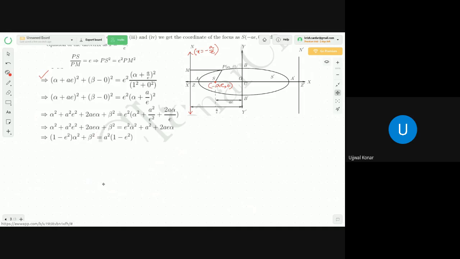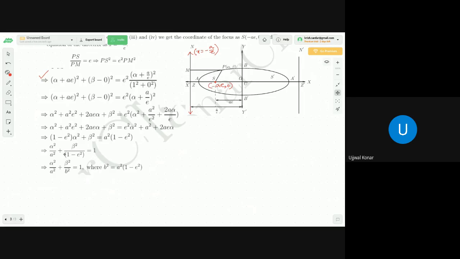So now we are introducing another term called b, which is expressed in terms of a and e. That is alpha square by a square plus beta square by b square equal to 1, where b square is nothing but a square into 1 minus e square. Correct, dear students? So b square is equal to a square into 1 minus e square.